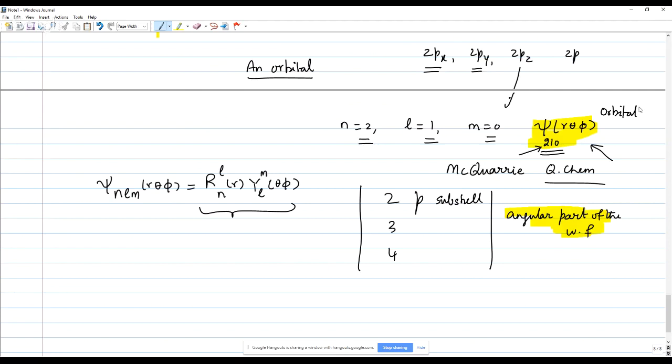The specification of a d shell means that you are only looking at the angular part of the wave function, and therefore you may call it a subshell. But no, I would always refer to an orbital with a full set of quantum numbers to say where the electron is or what type of wave function we are referring to.